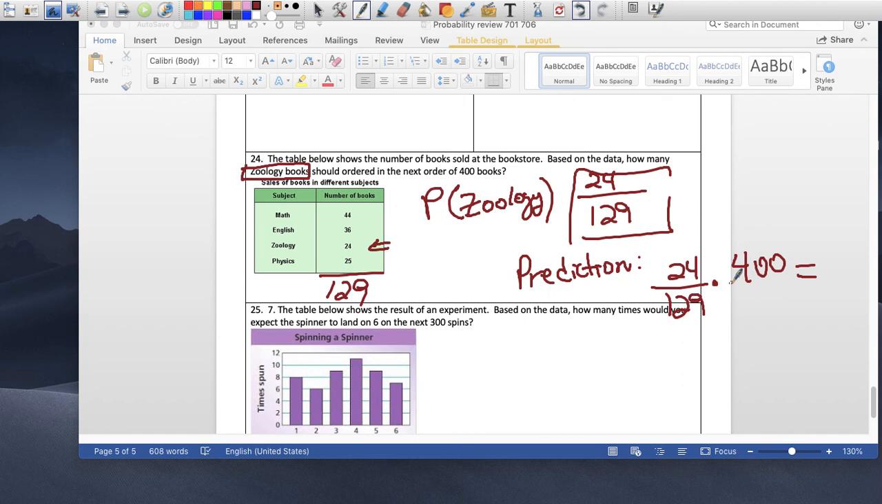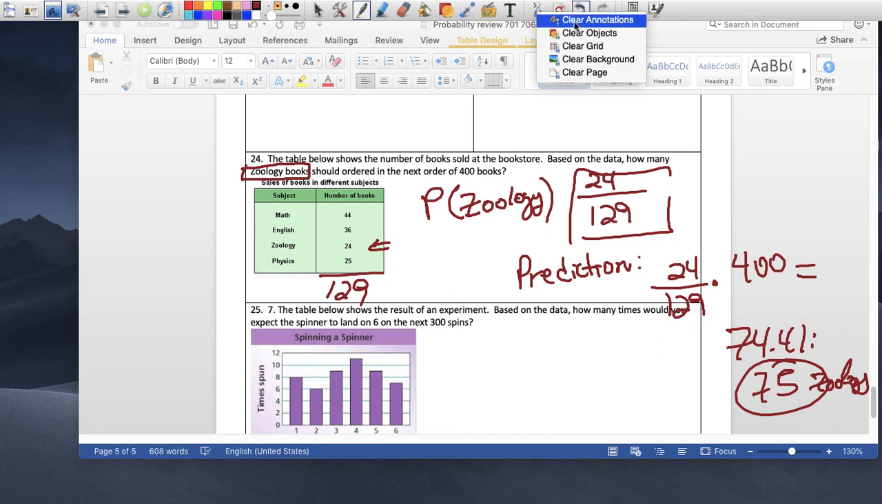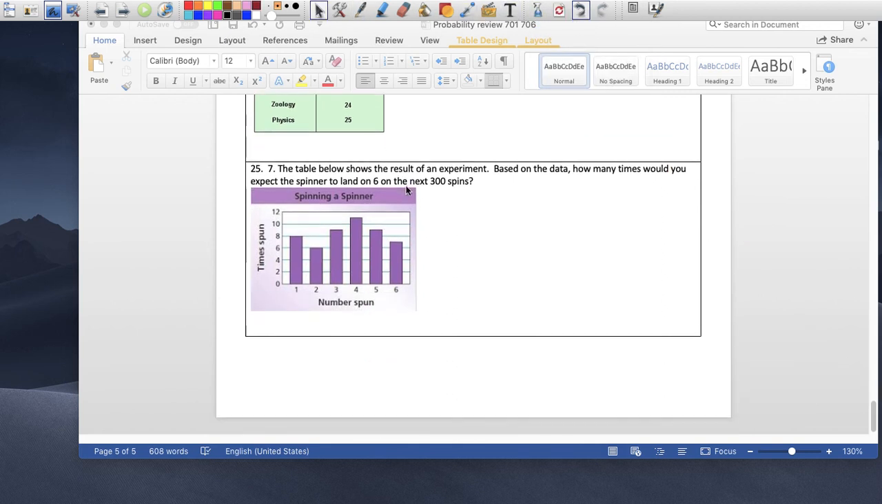Enter. Enter again. So I got 74.41 books. Well, we can't order 74.41 books. Therefore, we're going to order 75 zoology books. So on the next order of 400 books that you're going to make, 75 of them will be zoology books. And that's what I need you to write here. You definitely need to explain all this in writing and show me the work. And likewise for the last question, show the work and explain.